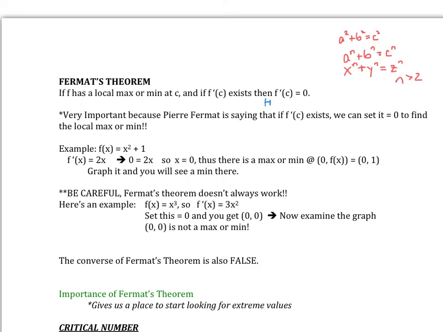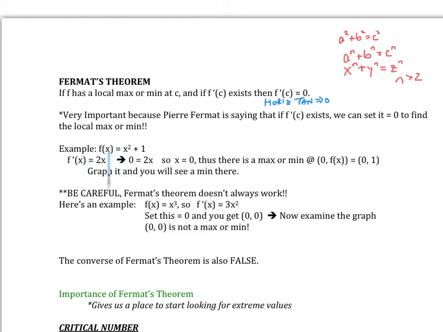This is a horizontal tangent. If I find some horizontal tangent, because a horizontal tangent will equal 0, then that's going to give me a local maximum or minimum. Whoa, pretty cool. And this is very important because Fermat is saying that if f prime of c exists, we can set it equal to 0 and find any local maximums or minimums that we have. That's astonishing. So look, I don't have to graph it. I could do all this without graphing.